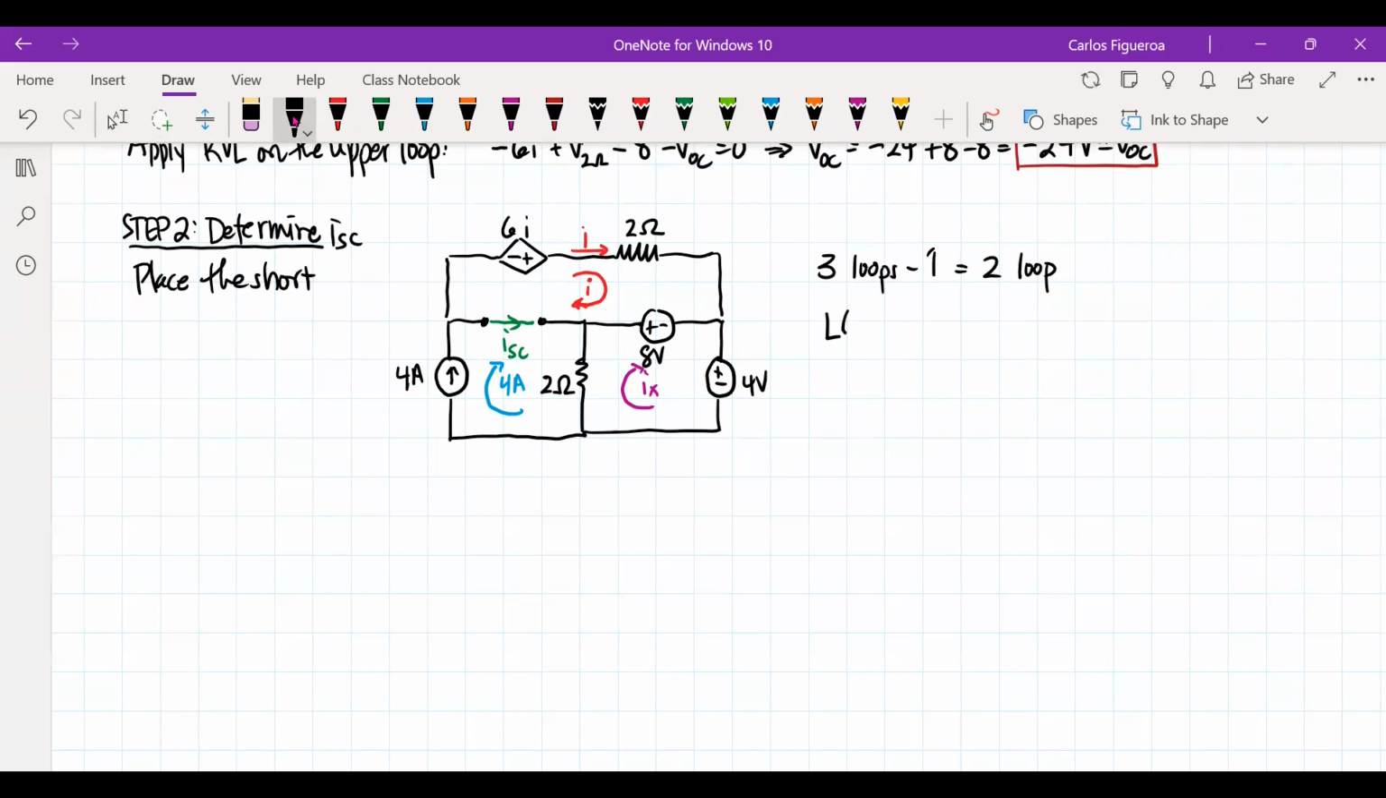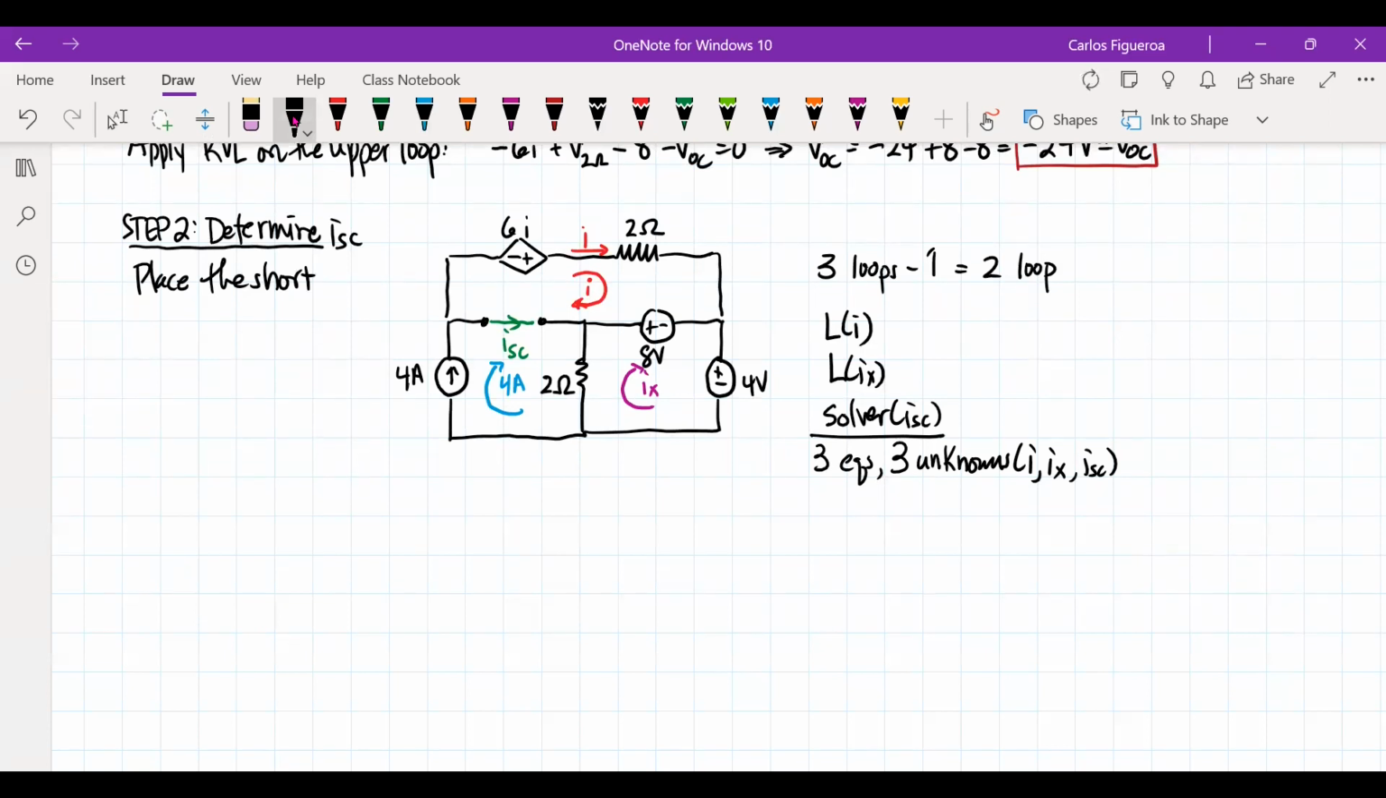So I have the loop for the red, I have the loop for IX, and then I'm going to need a solver for I short circuit. That gives me 3 equations, and I have 3 unknowns. One is I, one is IX, one is I short circuit.